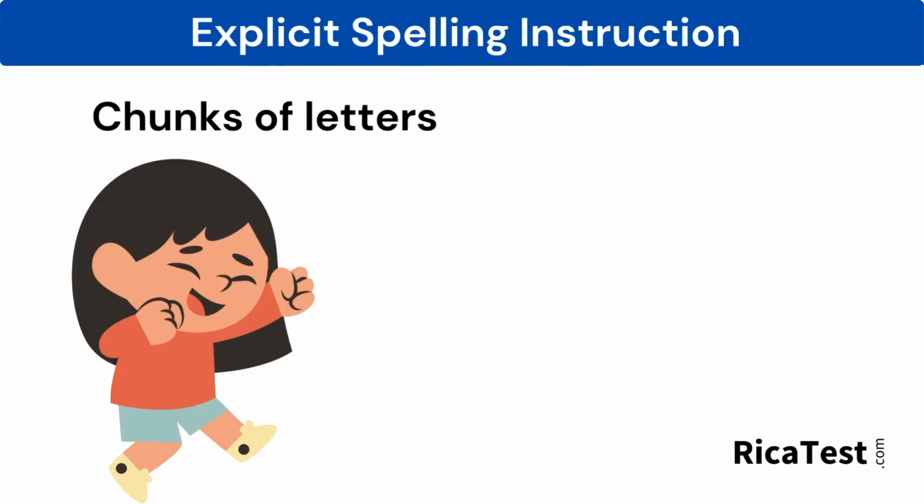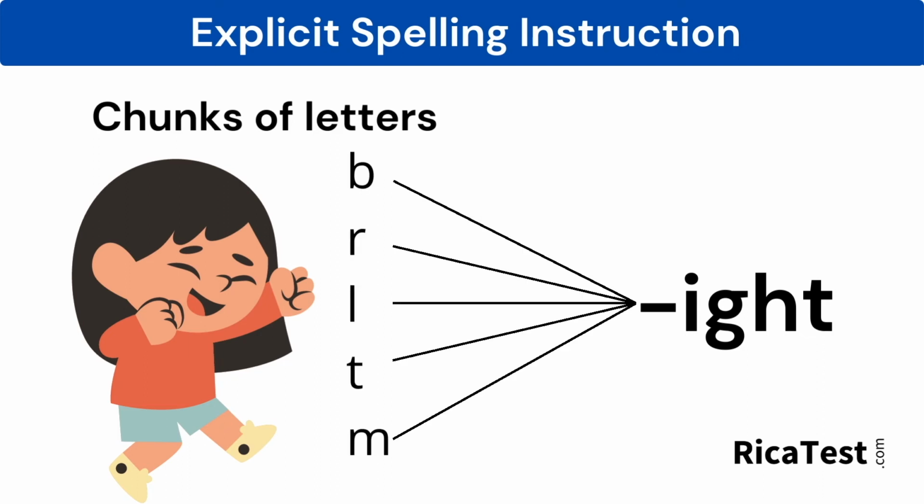Teachers also teach students to spell larger, more complex words by identifying the chunks of letters within words. We call these phonograms, such as ite. Here, we can teach students that if they know the ite ending, they will also be able to spell words like bright, right, light, tight, might, and even more.